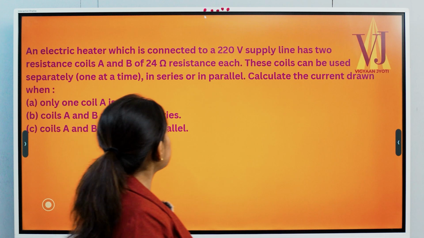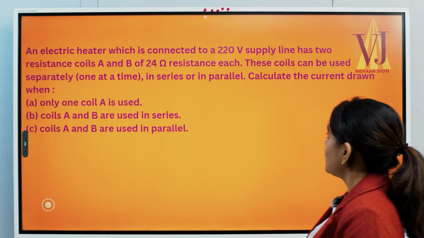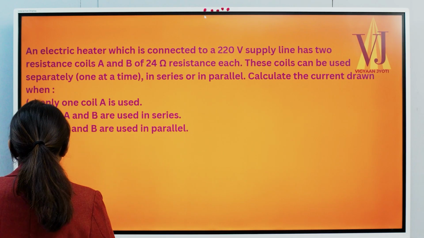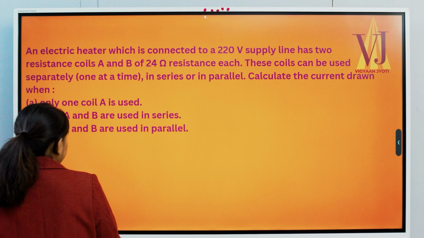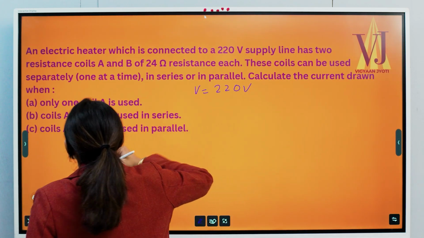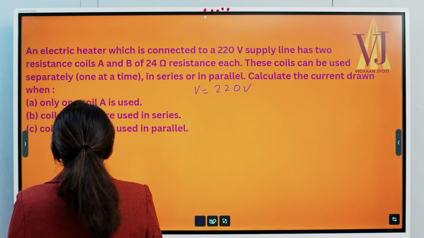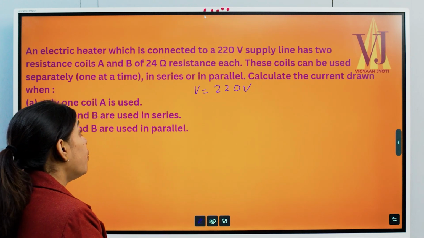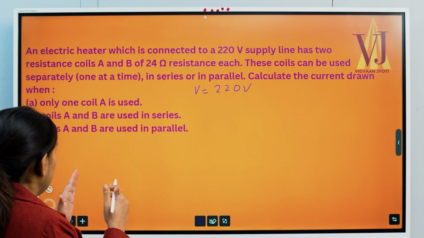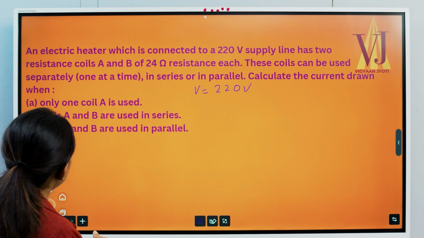an electric heater which is connected to a 220 volt supply line has 2 resistance coils, A and B, of resistance 24 ohm each. So first of all, there's an electric heater, so again the same story. Overall my voltage is 220 volt. It has 2 resistance coils, both of them 24 ohm each. Now these coils can be used separately, one at a time, in series or in parallel. Okay, we will come to this. First, calculate the current drawn when only one coil is used.